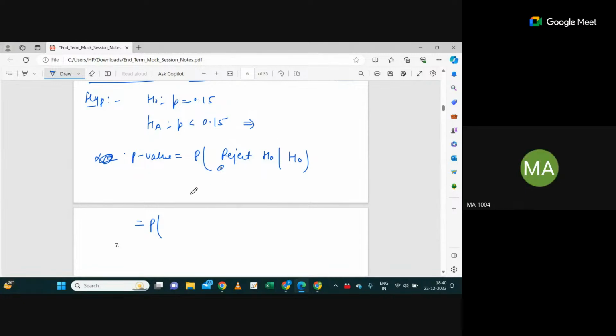Okay. What is the alpha first of all? It's a significance level, right? Okay. So p value is nothing but basically the lowest significance level alpha at which your null hypothesis will be rejected.